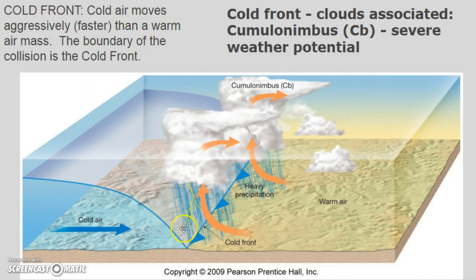That the boundary of the collision is what we call the cold front boundary itself. Where we find this cold front, we find cumulonimbus clouds. Severe weather potential comes with it. This cumulonimbus cloud, this anvil shape, if you will, is where you can find heavy precipitation, hail, downdrafts of winds, tornadic activity potential, severe thunderstorms, and with that including lightning. So you have the potential for severe weather when you have cumulonimbus clouds at a cold front boundary. Not so much with the warm front.